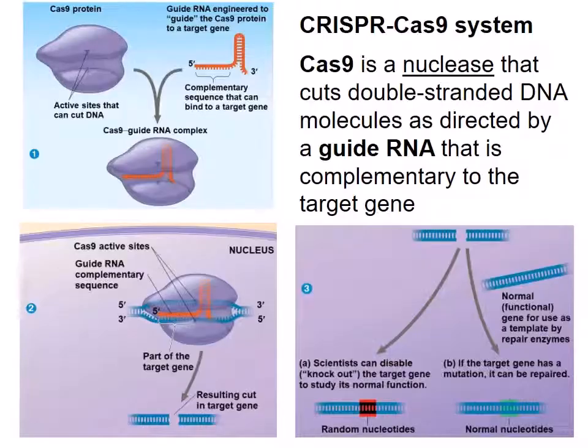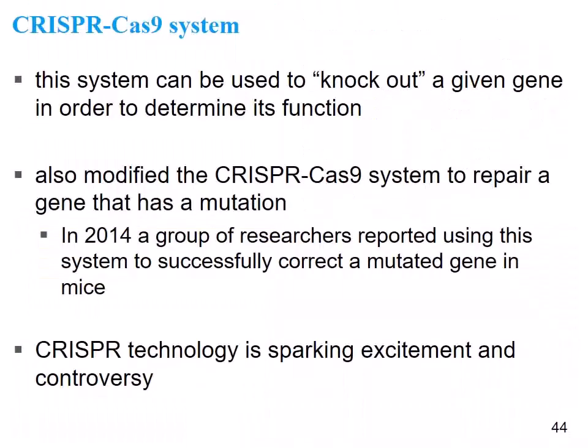And scientists can use that cut to knock out a particular gene, so we can study the normal function of a gene. Like, if you have a model organism that has the gene missing, you can look and see what's missing in that organism's physiology or structure or anatomy. And then we can also repair a mutation in a target gene, so we could cut out a particular area of the target gene. So this CRISPR-Cas9 system, again, can be used to knock out a given gene, or it can be used to repair a gene that has a mutation. This technology is pretty exciting, but there's also some controversy because people get worried when it comes to editing DNA.